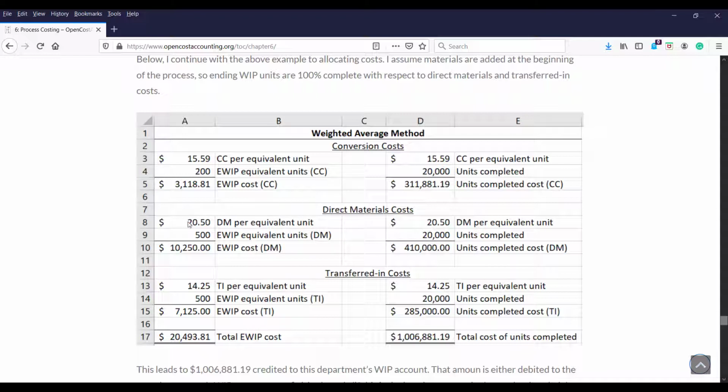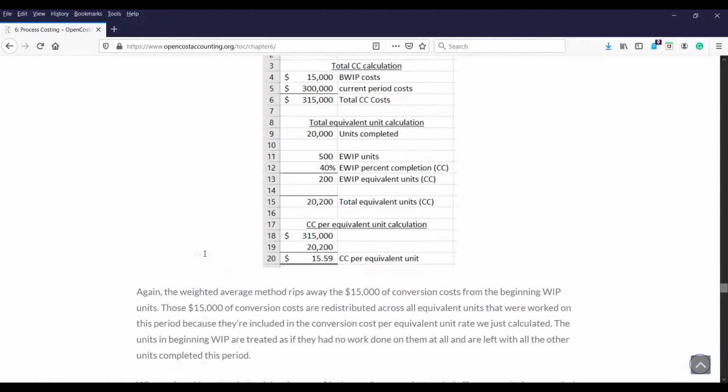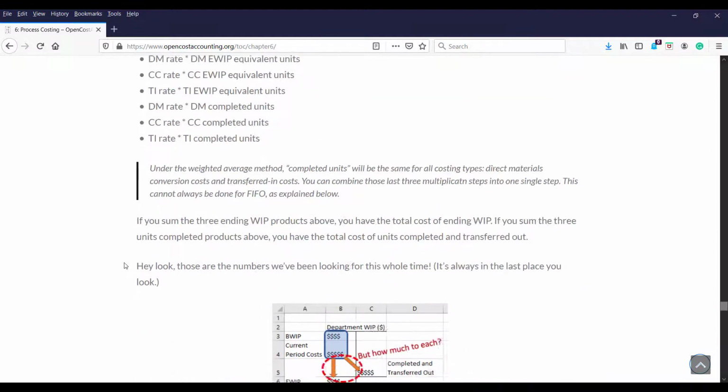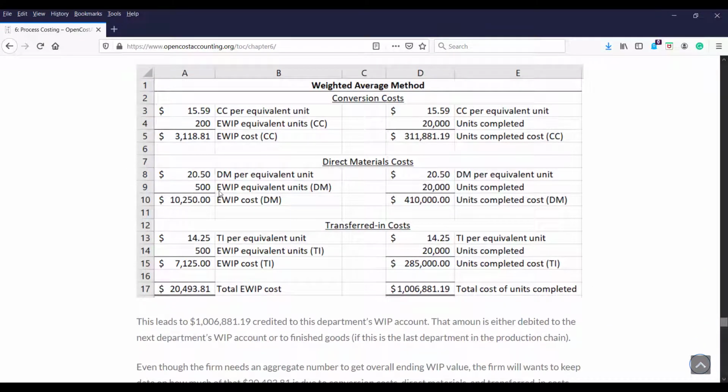Same thing with direct materials. We take the direct materials rate of 20.50 and multiply it by the ending WIP equivalent units. In this case, they must be 100% complete with respect to direct materials because there were 500 units in ending WIP. If we end up with 500 equivalent units, that must mean the percent complete is 100%. For direct materials, we multiply that 20.50 by that 500 and get 10,250 of ending work in process cost.